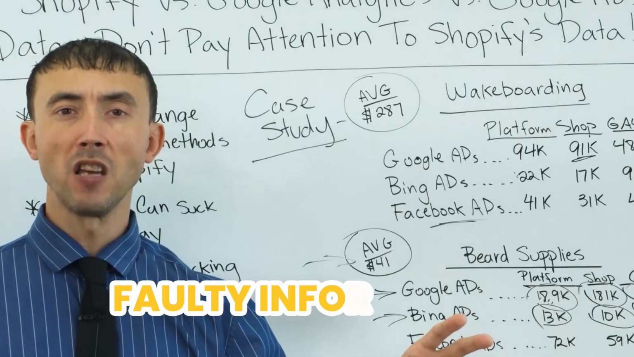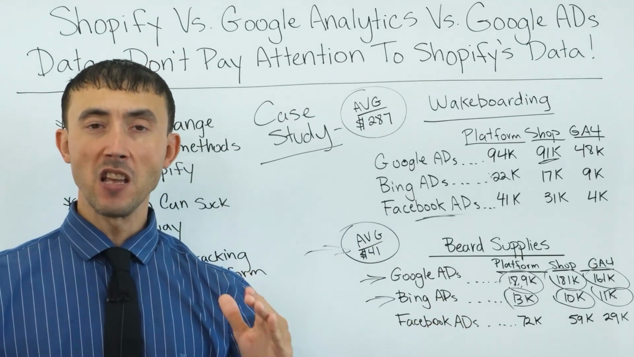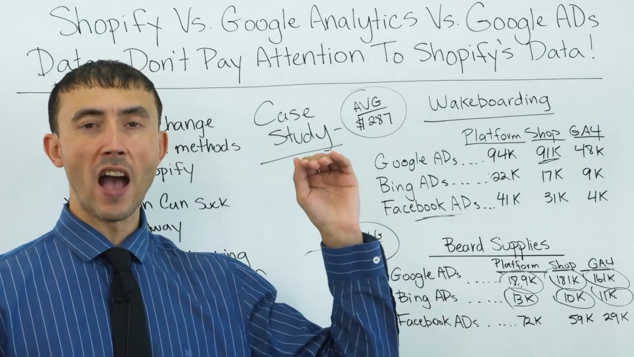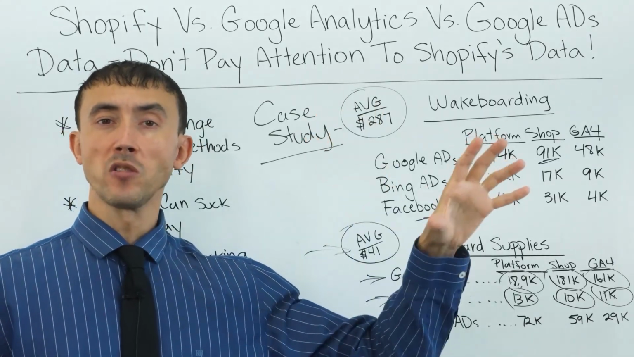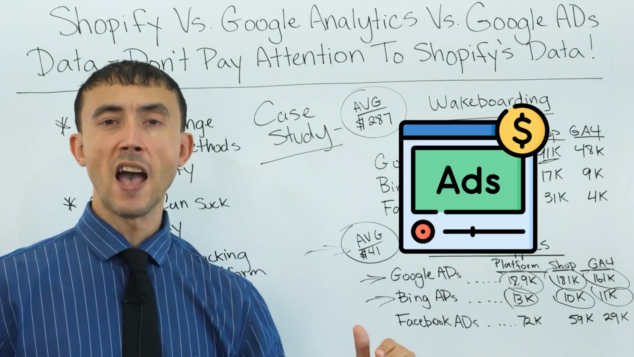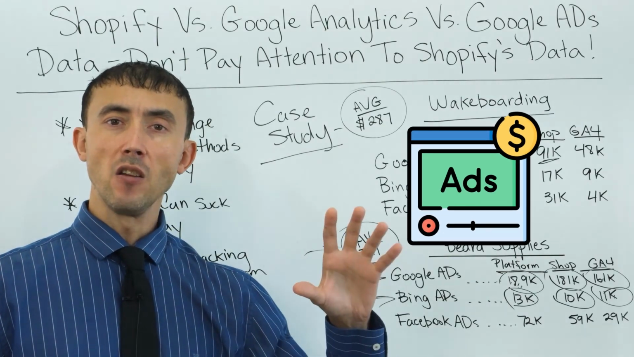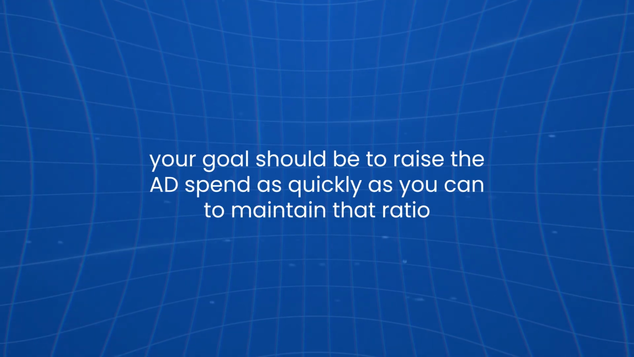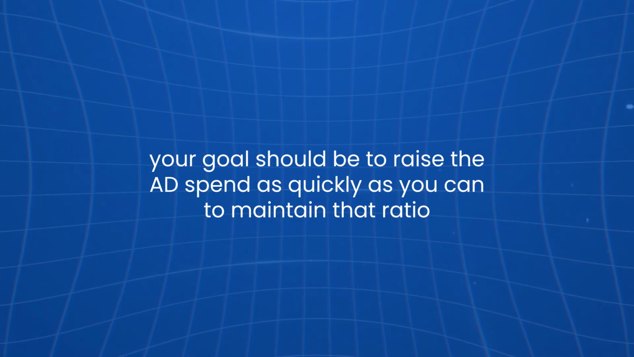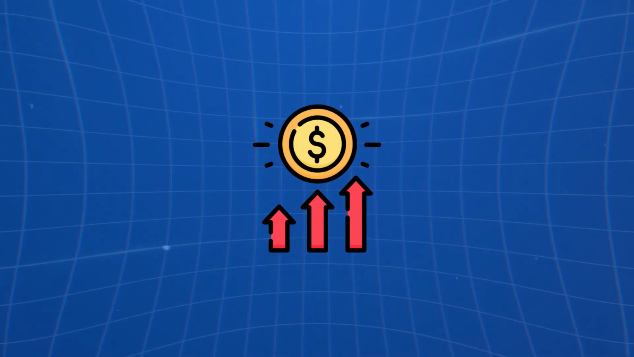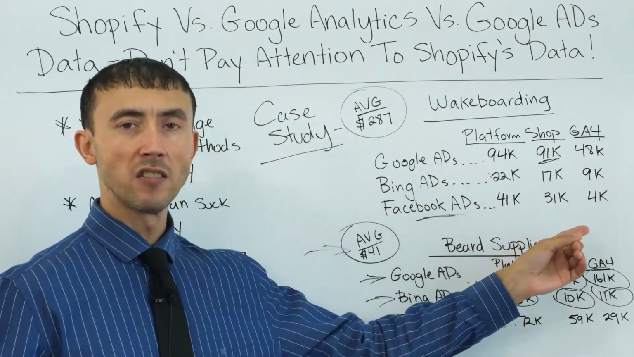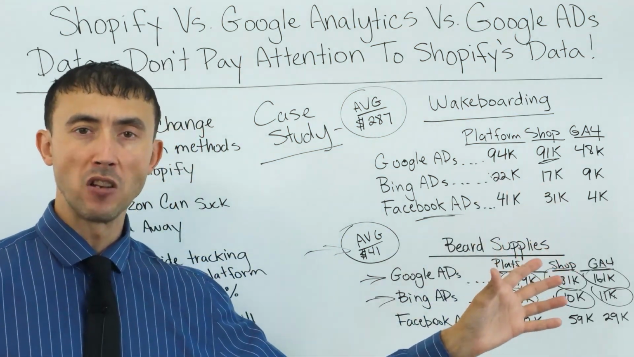you're going to be working off faulty information, which is why for an e-commerce company, you typically want to track and figure out a certain ratio of total sales in the company to total ad spend. And then your goal should be to raise the ad spend as quickly as you can while maintaining that ratio. And that accounts for all the sales that your ads are bringing in, not just some of them, because they all have inherent flaws in how they track because of everything I mentioned.